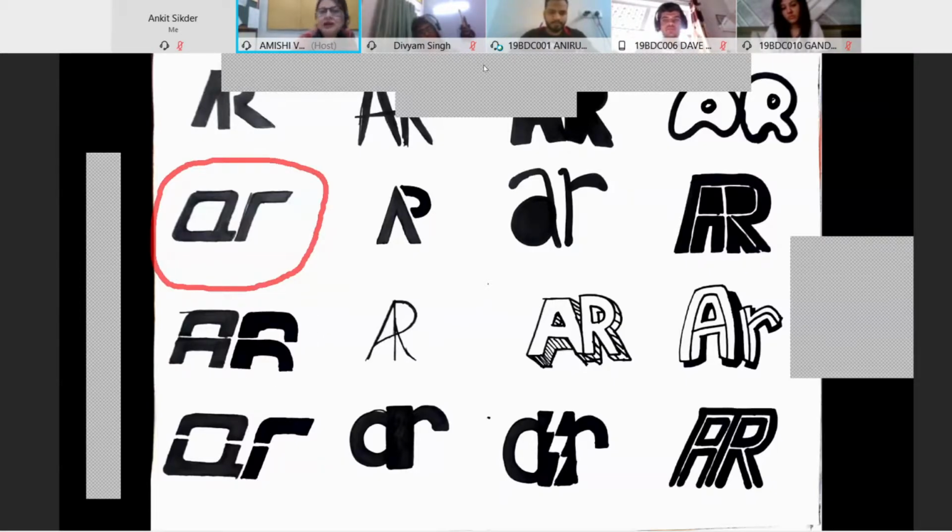Yes, ma'am. So again, the second AR on the page, which you've done, I think it's a very free flowing kind of brush stroke. Maybe you've done it with a marker pen or maybe with the brush. I don't know. You've done it with the brush? No, ma'am, with the marker only. Marker. But it gives a very brush-like feel.